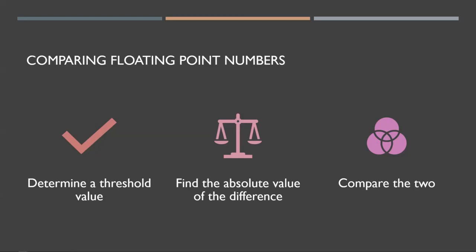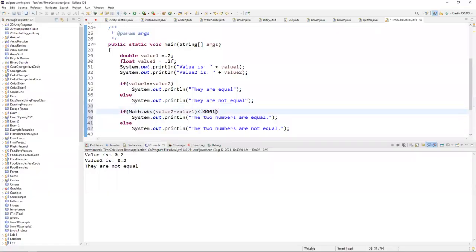So let's take a look at this in Java code. We define a threshold. So we're saying as long as the two are within 0.0001 of each other, we are going to consider them equal. Now we're going to take the absolute value of the difference, using Math absolute value. And then if the absolute value of the difference is less than this threshold value, we're going to say they're equal. Otherwise, we're going to say they're not equal.